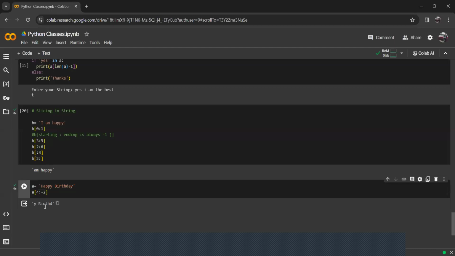Correct. So how is this working? Who will explain to me how this is working? See, the starting is from the 4th index. So what is our 4th index? 0, 1, 2, 3, 4. Y is our 4th index. Now this -2 is there.